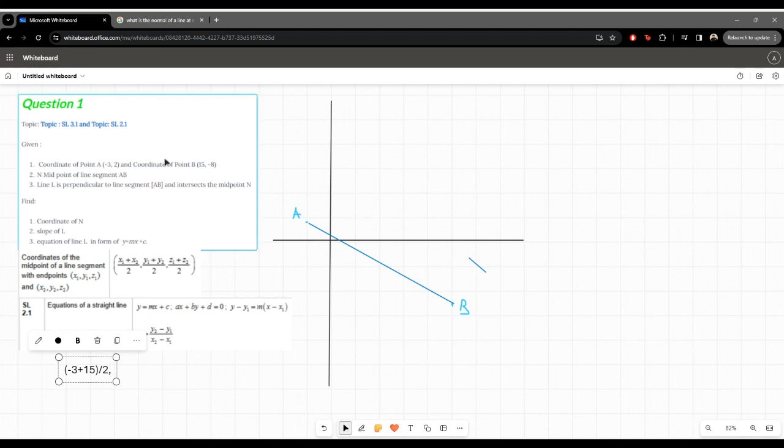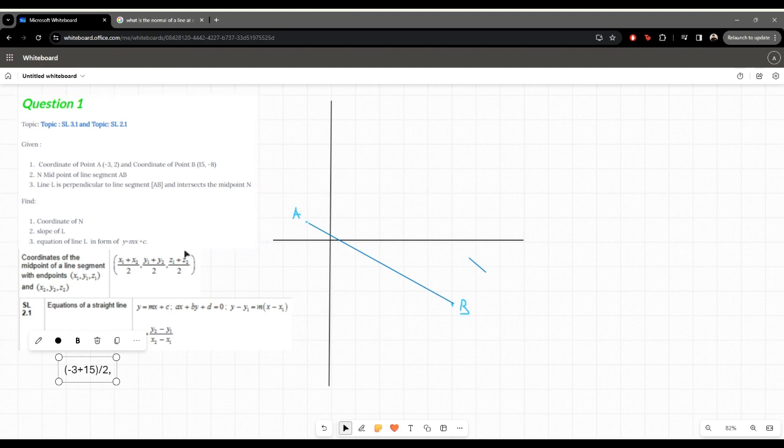So here we have our first question, question 1, where we are given two coordinates A and B, where A is point -3, 2, and B is point 15, -8. And secondly, we are given the point N, which is the midpoint of line segment AB, as well as our final piece of information, which is line L, which is perpendicular to the line segment AB and intersects at the midpoint N.